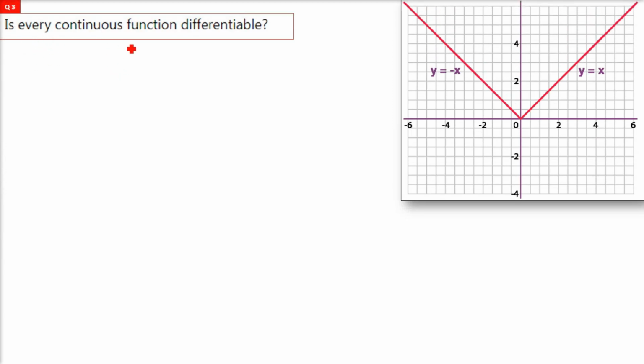Is every continuous function differentiable? So we just discussed it now. Every continuous function, it can be differentiable, it cannot be differentiable. We don't know that. We have to check. But if a function is differentiable, then the function has to be continuous. Continuity is not the guarantee that the function is differentiable or non-differentiable. But differentiability, or having a derivative, is the guarantee.